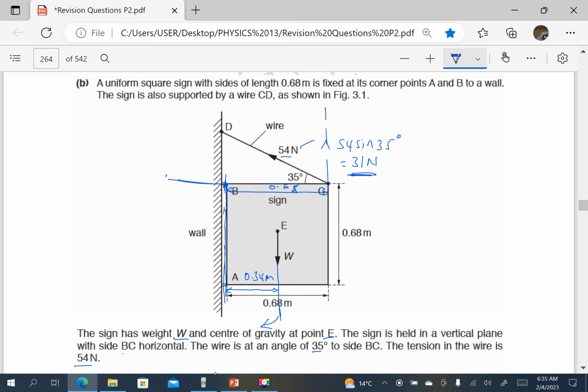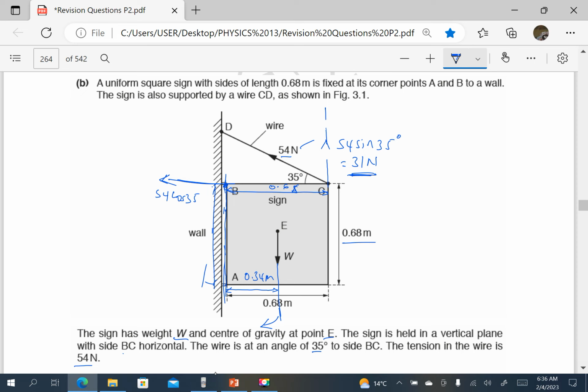Along the horizontal, the horizontal component is going to be 54 cos 35, and this will be at a perpendicular distance which is the same as 0.68. So the vertical component, which is 54 sin 35, is causing a moment which is actually anti-clockwise. Then the horizontal component, because it will point to the left, is also causing an anti-clockwise moment. Therefore, those two moments could be summed up, and we equate them to the moment due to the weight, which is actually clockwise.